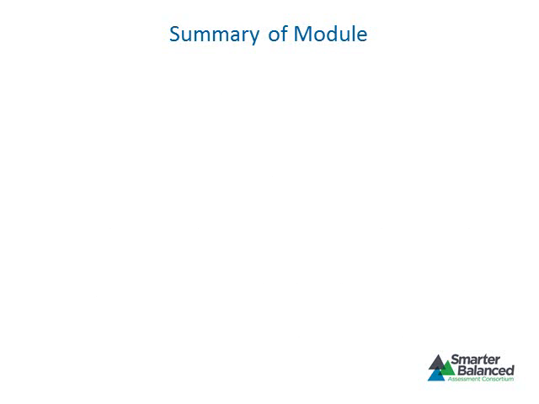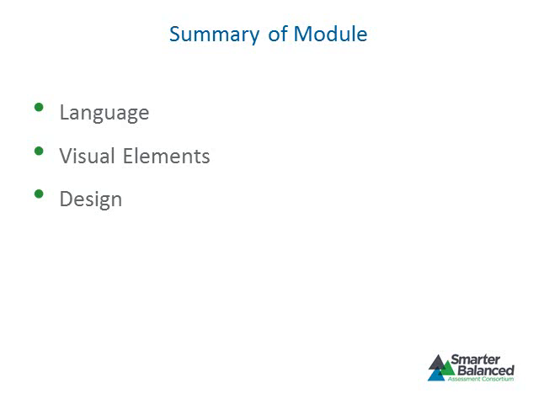This module presented several important issues Accessibility Review Committee members should consider when reviewing items and tasks. Among these considerations are the extent to which vocabulary, sentence structure, readability, and complexity of text may present accessibility challenges for some students, the extent to which visual elements are required, and if so, whether they are designed to be easy to access, the extent to which the layout and design of items and tasks makes them easy to navigate and access all the information required to work on the problem posed, and the extent to which content can be accurately presented in other forms, including tactile, audio, or translated into another language.